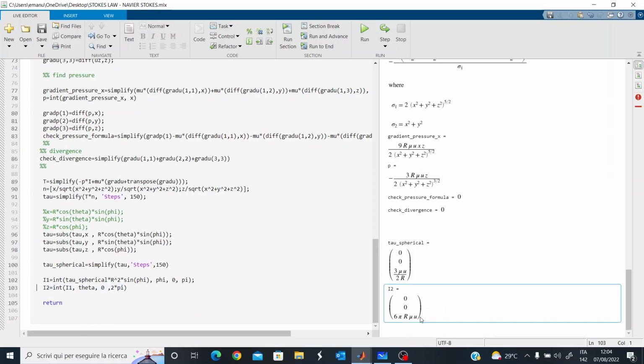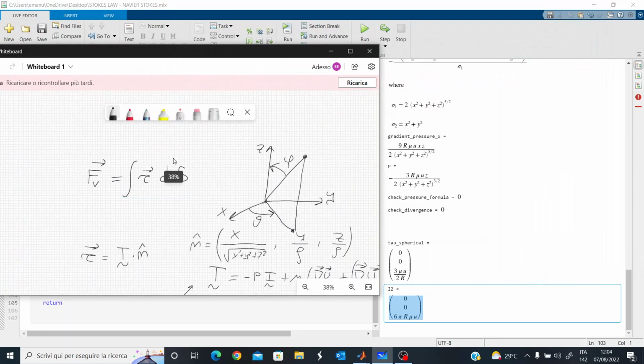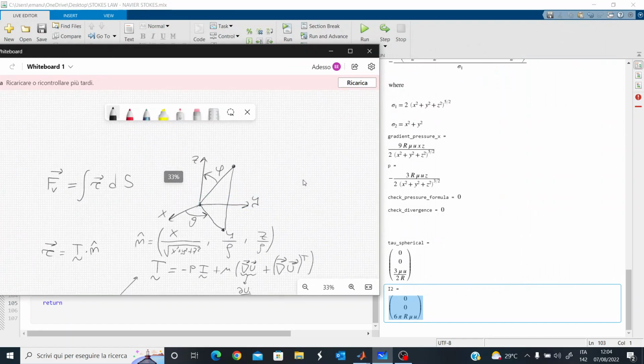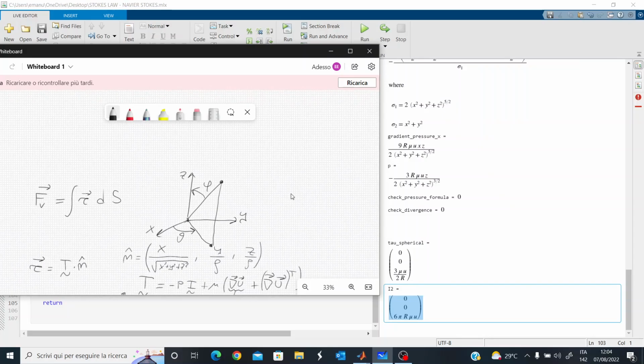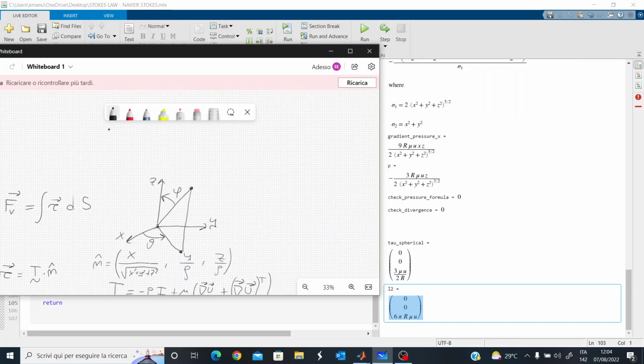And lo and behold, this is what I get. The result for the viscous force is here. Thanks to Matlab, I didn't do any calculation, and that's very useful because you can make mistakes while doing all these calculations. So Fv, the viscous force, is equal to this vector here: 0, 0, and then here I have 6 pi mu r u infinity, where, as I said, u is equal to u infinity. And this is exactly Stokes' law.